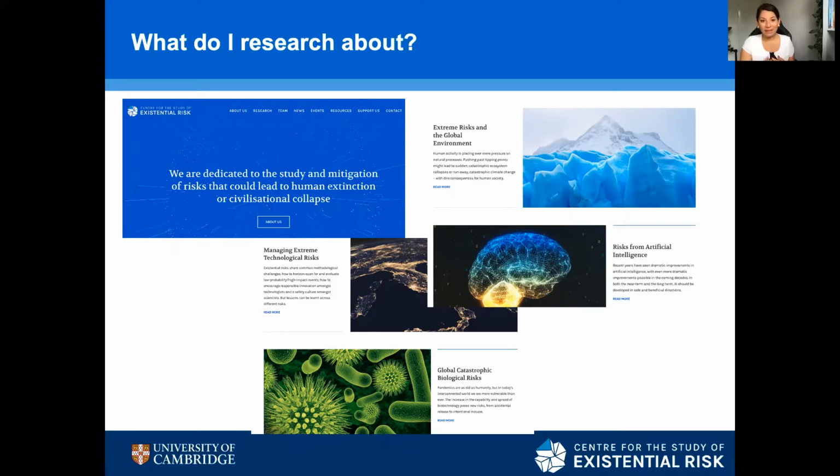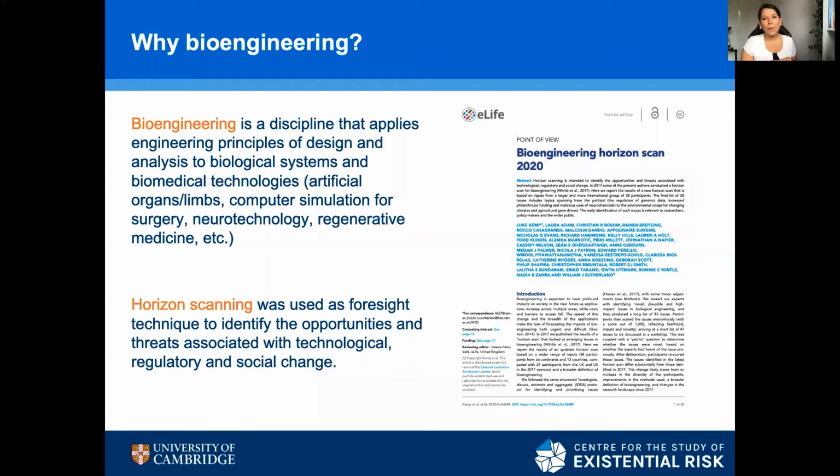And as you might have learned during this course that is provided by the GCSP, Foresight can help us to think about the future and predict different types of scenarios, and then it really makes us think about what we can do now in order to prevent certain futures or get the ones that we really want. So the first example I'm going to talk about is bioengineering.